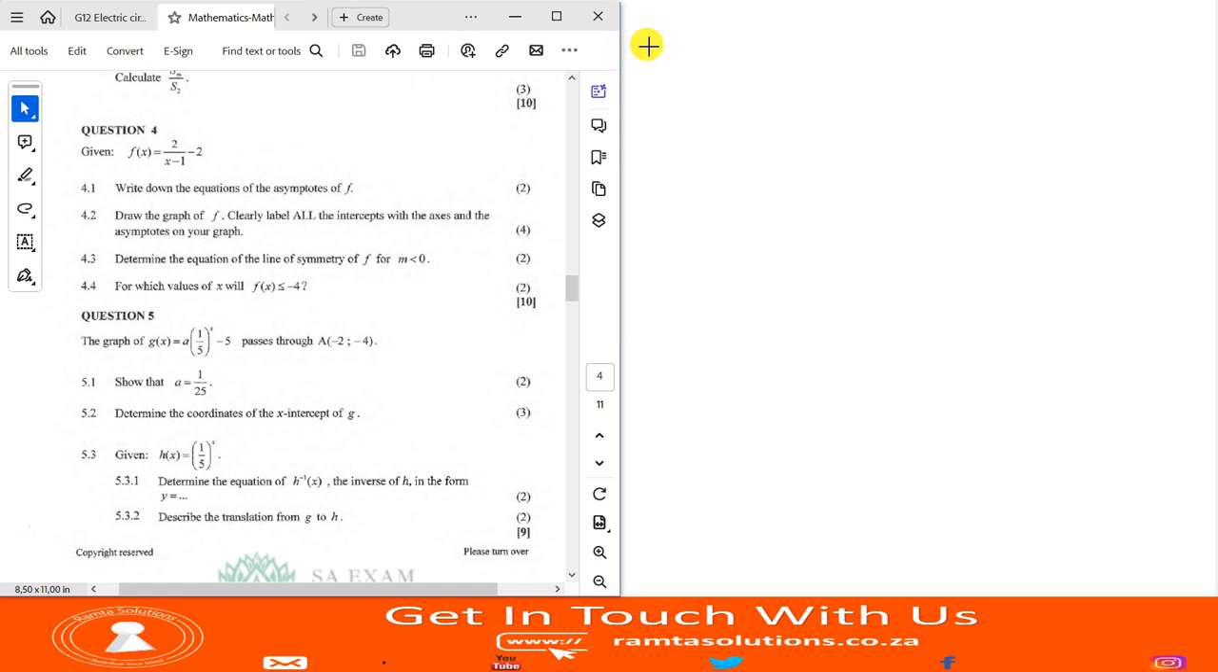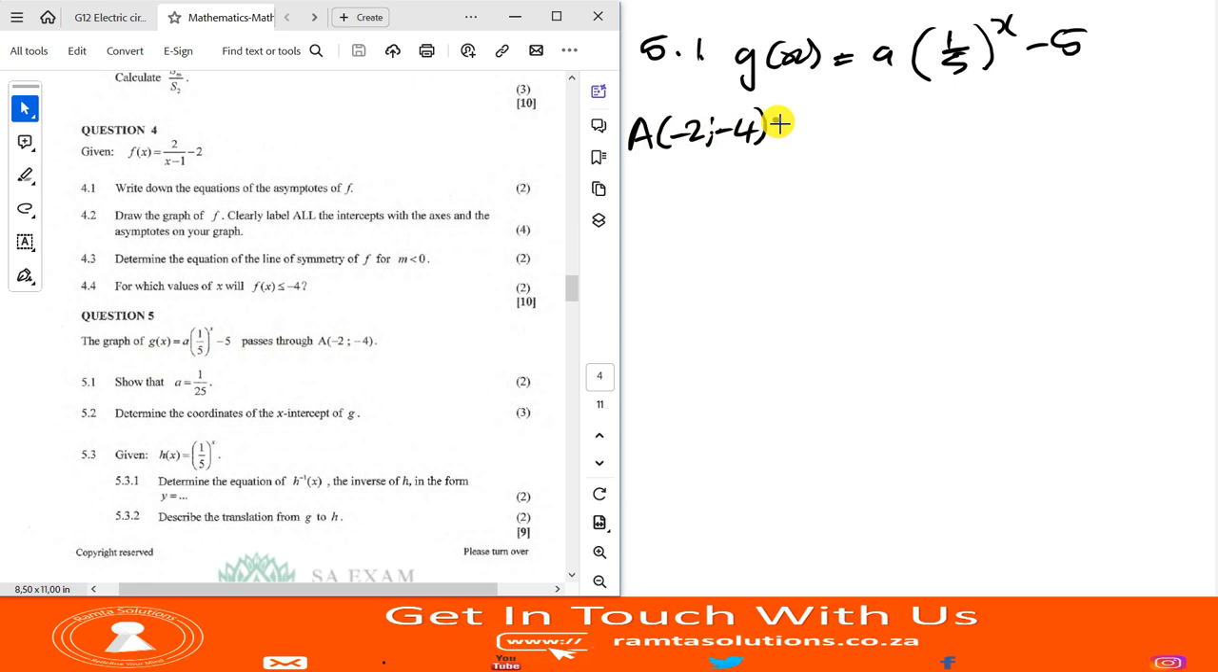All right, 5.1. We are given g of x equals a times (1 over 5 to the power x) minus 5. They say we must show that a is this, where g of x passes through point A with coordinates minus 2 and minus 4. So the point given is minus 2 and minus 4. Where there's x, you put negative 2, where there's y, you put negative 4.